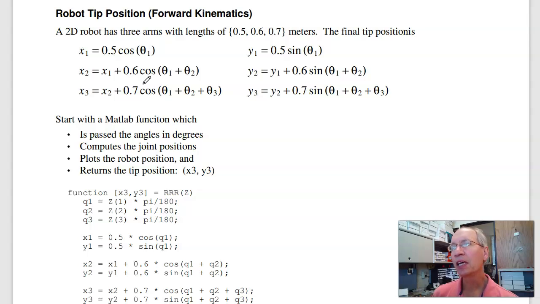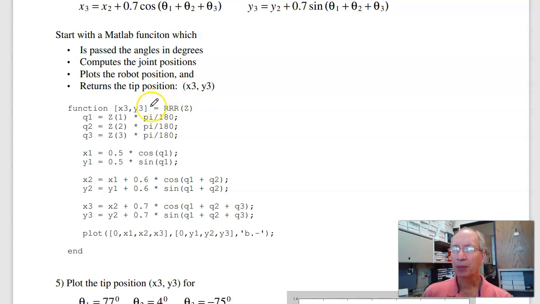Where this applies, if I have a robot, I've got 3 links. I want to know where is the tip given the joint angles. So forward kinematics is given theta, find x and y. To do that, these are the equations. I can do that as a function in Matlab. I'm going to pass z, which is parsed as these are the three angles. I'll then calculate x1, y1, x2, y2, x3, y3, and then plot it. So these are the x-coordinates, the y-coordinates, do a blue line with dots between them.